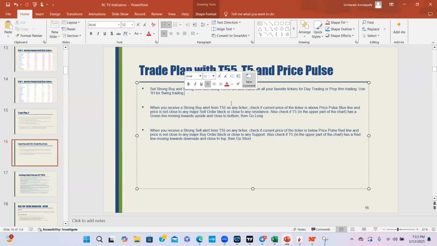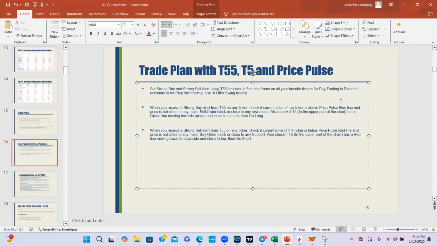If anybody wants, you can do the same thing. Set strong buy and strong sell alerts using the T55 indicator in 5 minutes time frame on all your favorite tickers for day trading or for prop firm trading. That means if you want to do day trading for your own personal account, you can do it. Day trading in personal accounts or for prop firm trading.